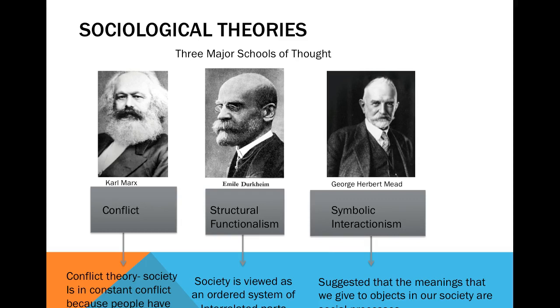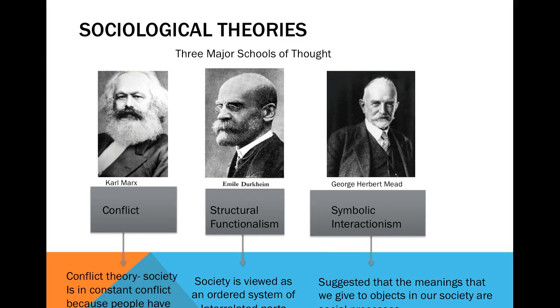So that first one, I have a picture of Karl Marx at the top, and then I have Emile Durkheim and George Herbert Mead. The reason that I have their pictures at the top is because these are the influential thinkers within that school of thought, and so because they are very important, I put them there for you. And at the bottom there I have the short definitions, or like the in a nutshell definitions for you, but we're going to go over each of these theories in the next few slides.